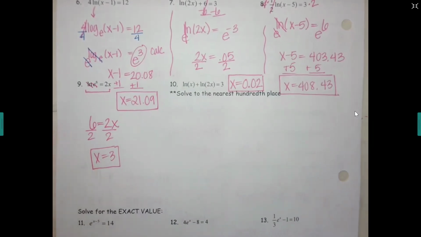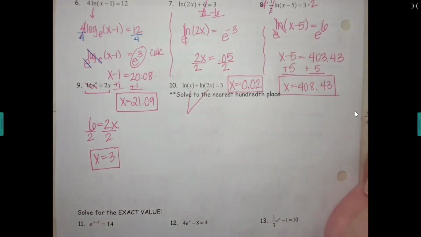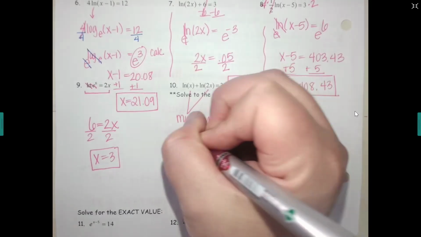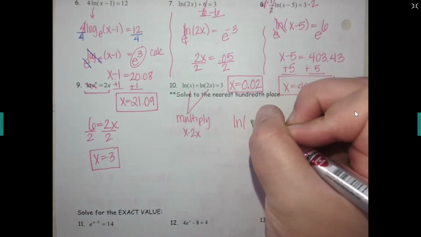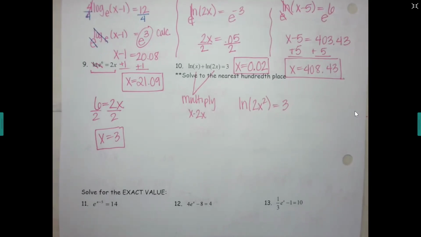I have multiple ln's and they're added. I can't get rid of them till I combine them. So if I have an ln x plus an ln of 2x, what do I need to do with those ln's to get them together? Multiply or divide? Multiply. What is x times a 2x? 2x squared. That's right. Very good. Okay, and then it would be equal to 3. So if my logs are added, I condense by multiplying to put them in the same log.